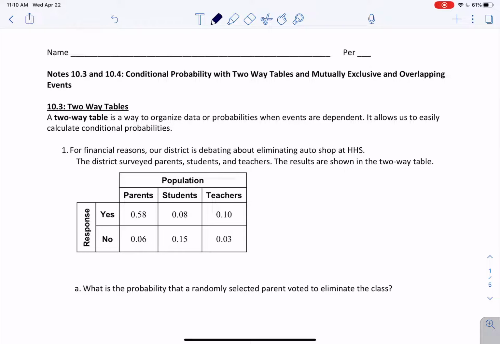Alright, so in this video we're going to look at 10.3, which is two-way tables. This is a way to look at conditional probability of independent and dependent events in a different way that allows us to avoid using those formulas we had from before.